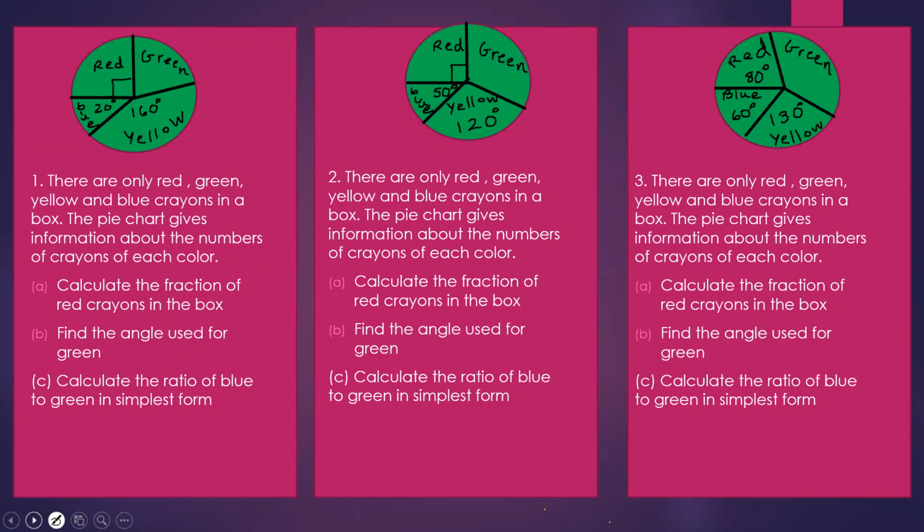That says blue for number 2. All of them are blue. All 50%. It's red, green, blue, and yellow.